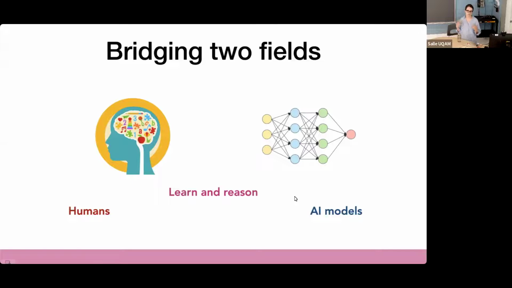Now, this bridge is a two-way street, right? On the one hand, we could think about how we can use what we know about how humans learn language to influence our design decisions and how we create new models. But on the other, we can also think about how we might use these models to help us answer questions that we might have about how we learn or how we reason. And so that's really the direction we're going to concentrate on today. So focusing on what models can teach us about how we learn.